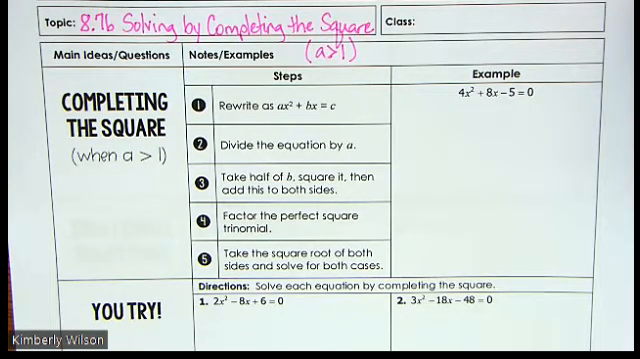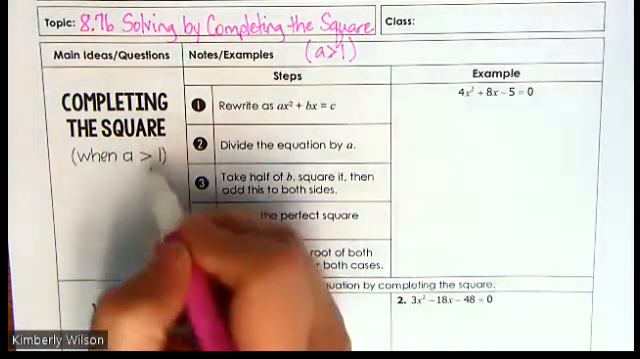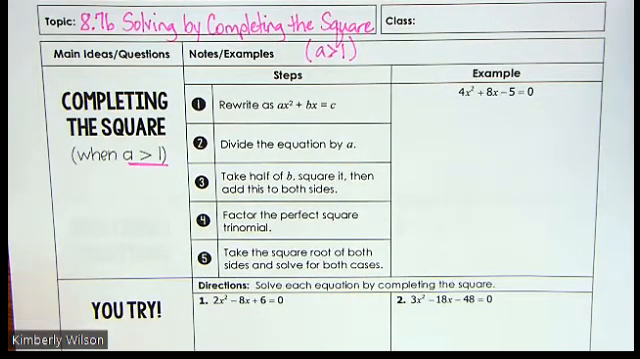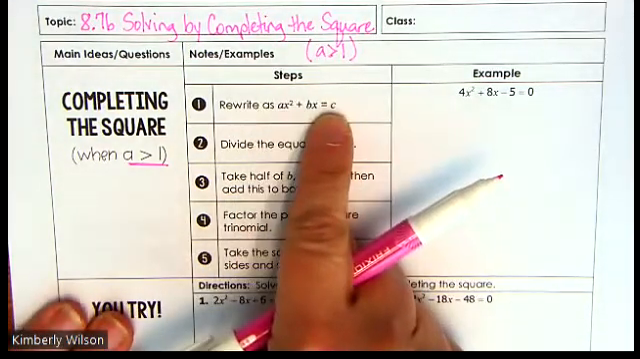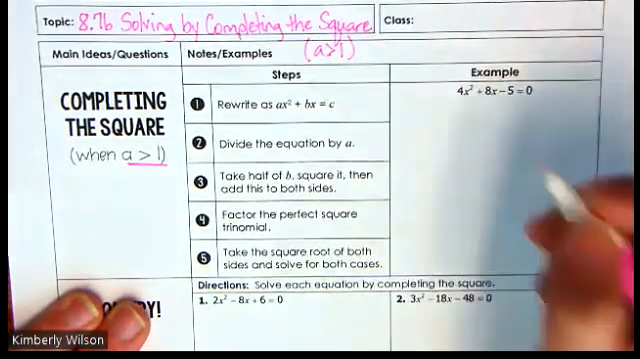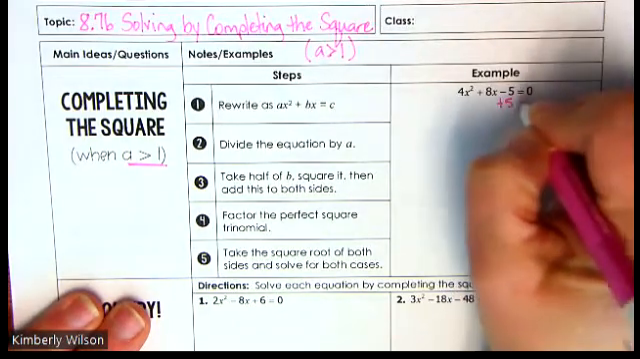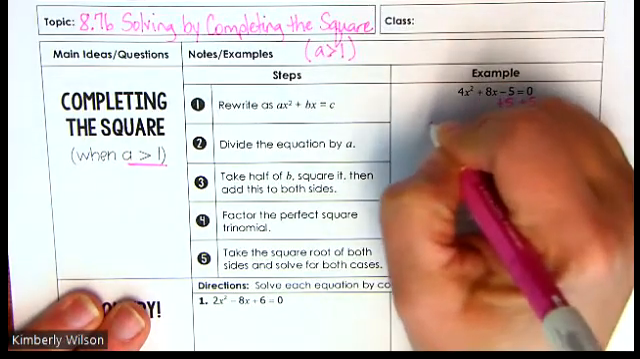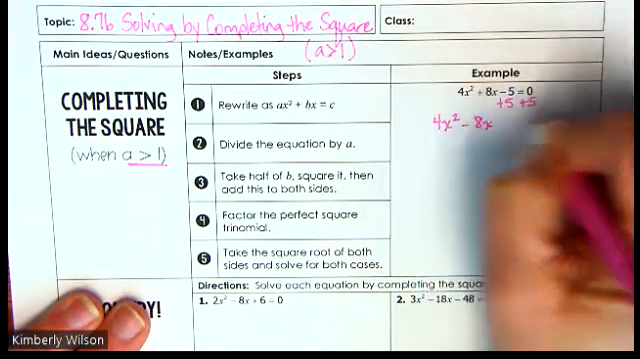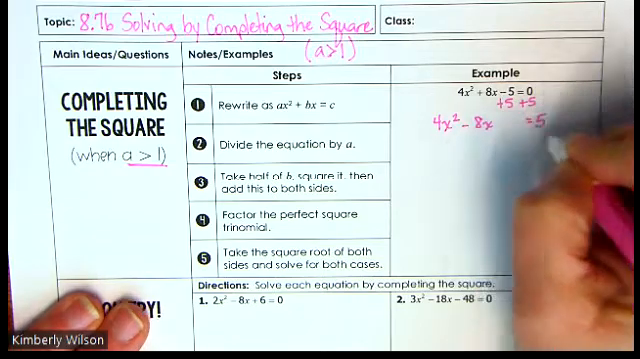Hi guys, so now we're going to be doing the second part of solving by completing the square, which is when the a, the number in front of x squared, is bigger than 1. When it's greater than 1. So we first rewrite the equation so that it looks like this, which means we have to move the c over. So I'm going to add 5 to both sides, and that gives me 4x squared minus 8x, leave a space, equals 5.